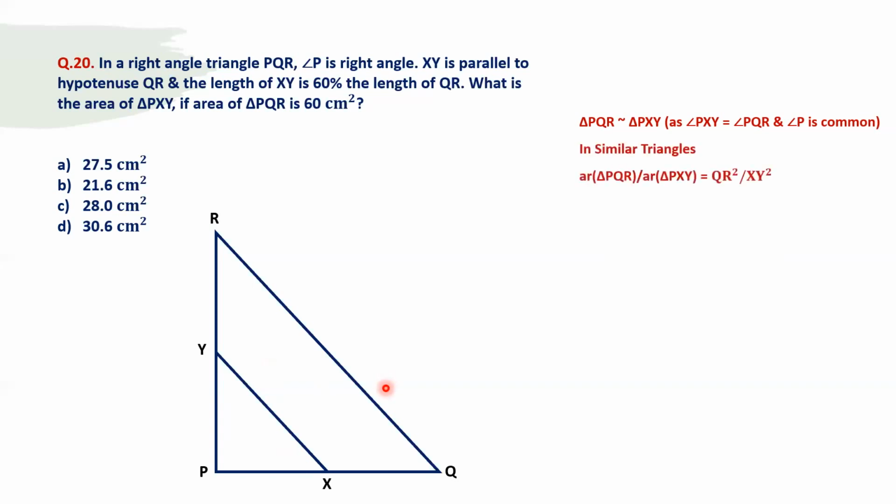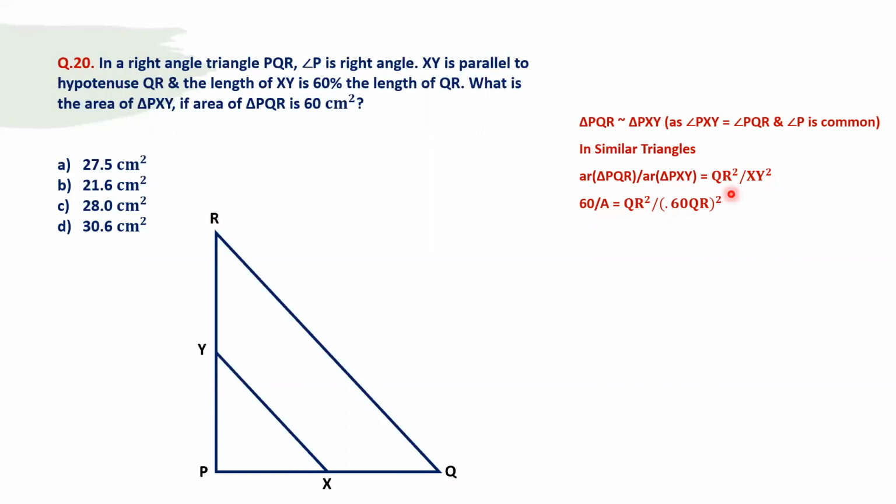And in similar triangles, the ratio of areas of triangles is equal to the ratio of the squares of the corresponding sides, right? So area of PQR, the bigger triangle, divided by area of this smaller triangle is equal to QR square divided by XY square, right? So this side's square divided by the corresponding side's square. Now area of PQR is 60. Let us say area of PXY is capital A. So for simplicity, we have written it A.